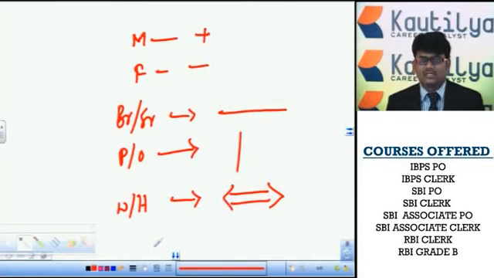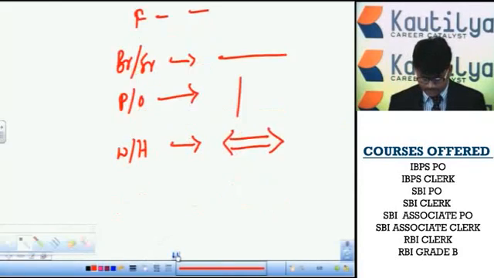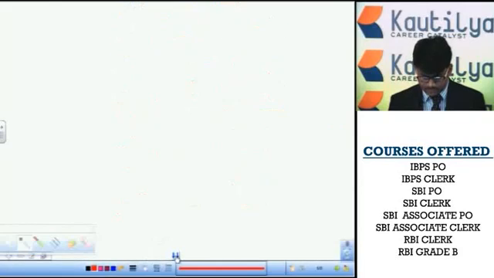First, a male person is denoted as a plus, a female person is denoted as a minus, brother or sister is represented by a horizontal line, parent and offspring by a vertical line, wife or husband by a double implies line. For example, the representation of A and B should be this way.